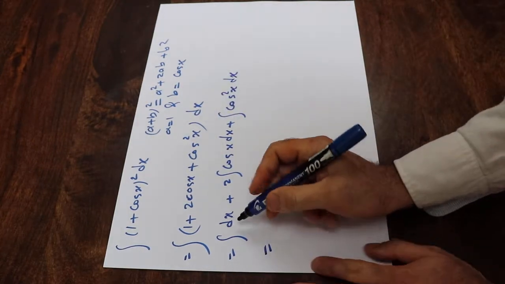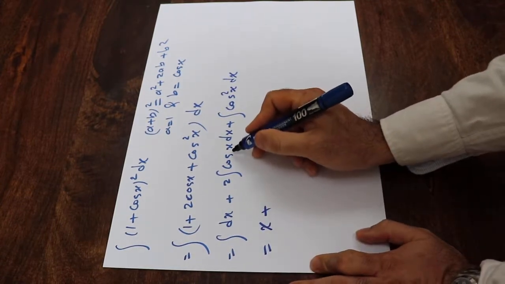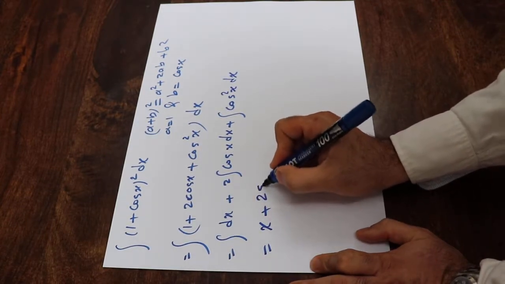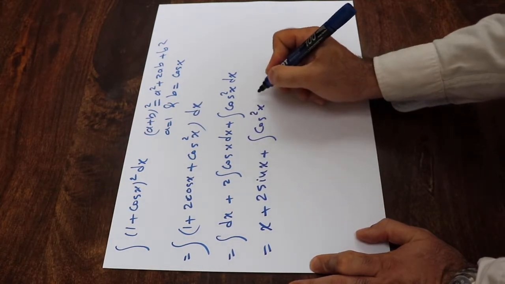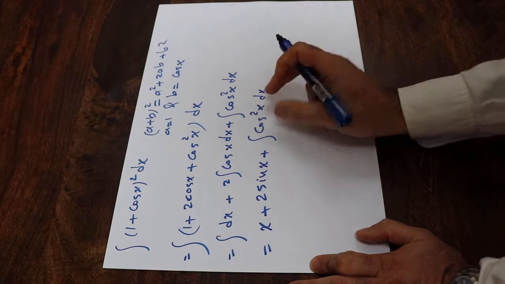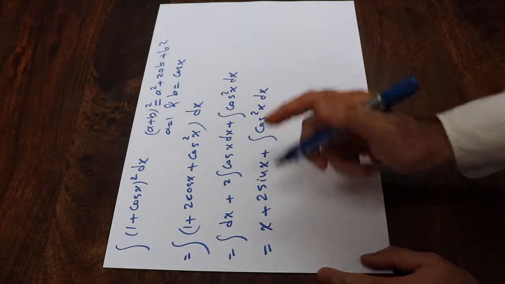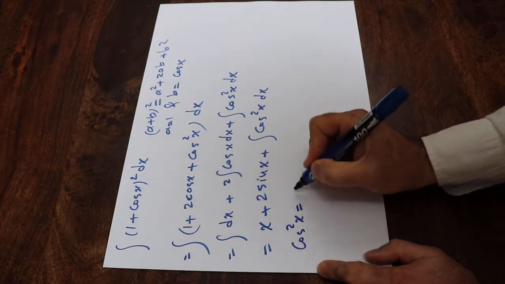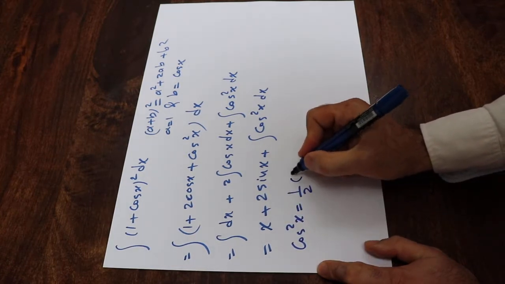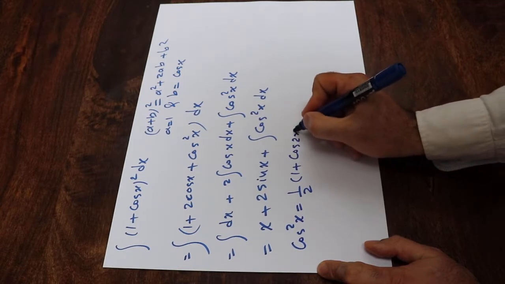The integral of dx is x, the integral of cosine x is sine x, so that is 2 sine x, plus the integral of cosine squared x dx. To solve this integral you need to use this formula from trigonometry, that is cosine squared x is equal to 1 divided by 2 times (1 plus cosine 2x).